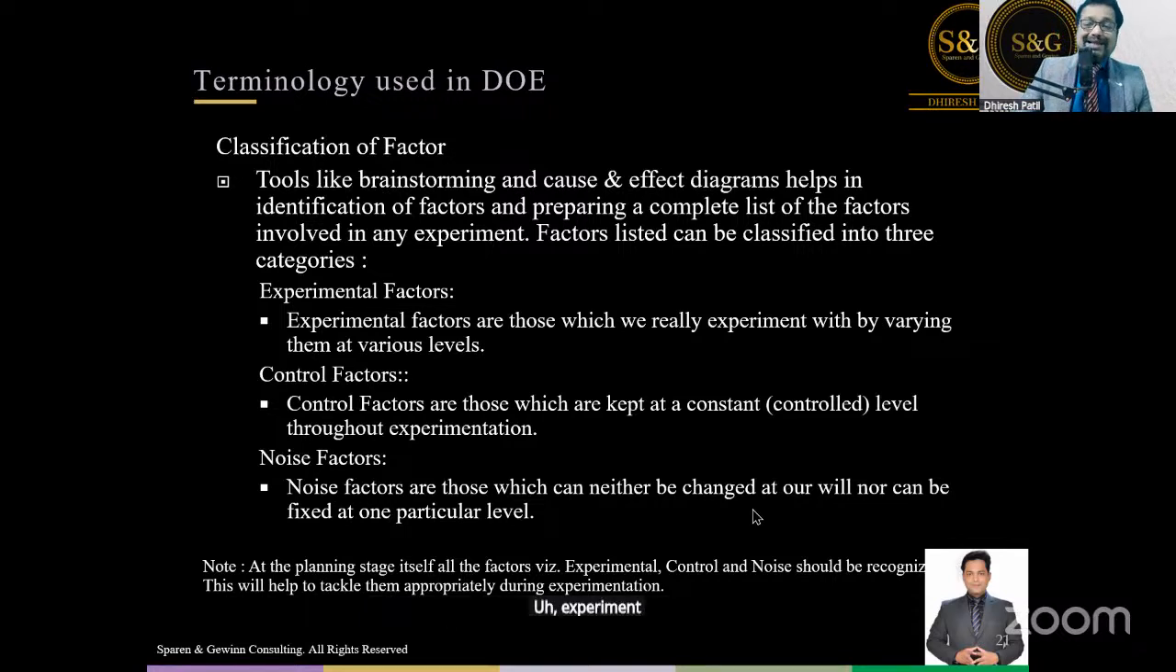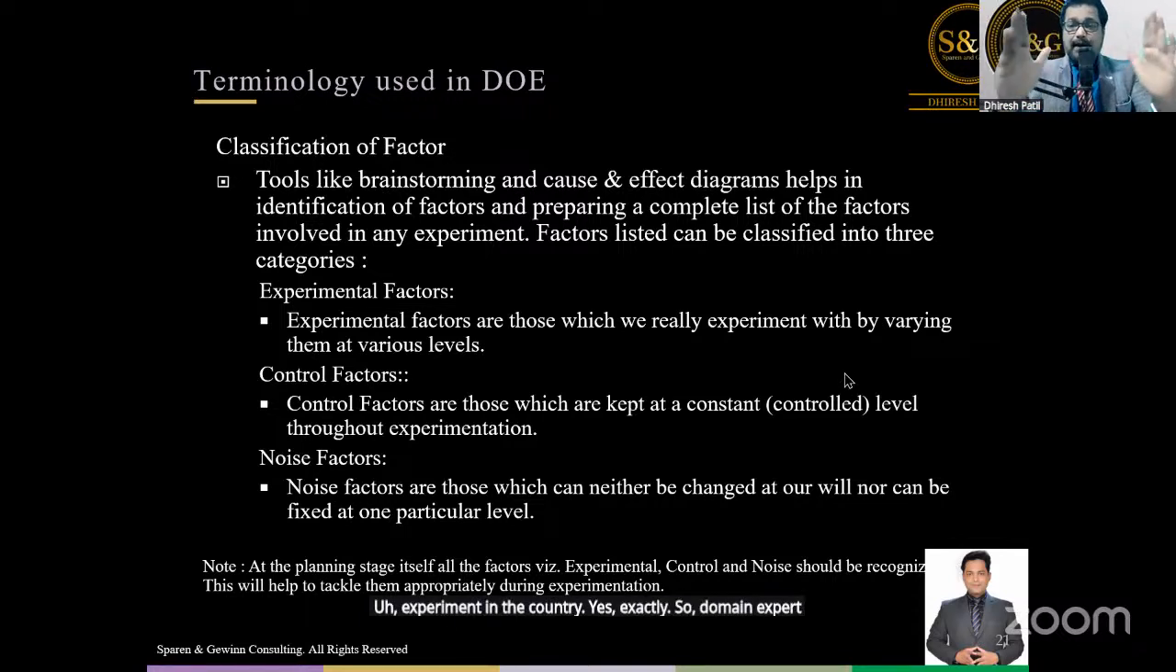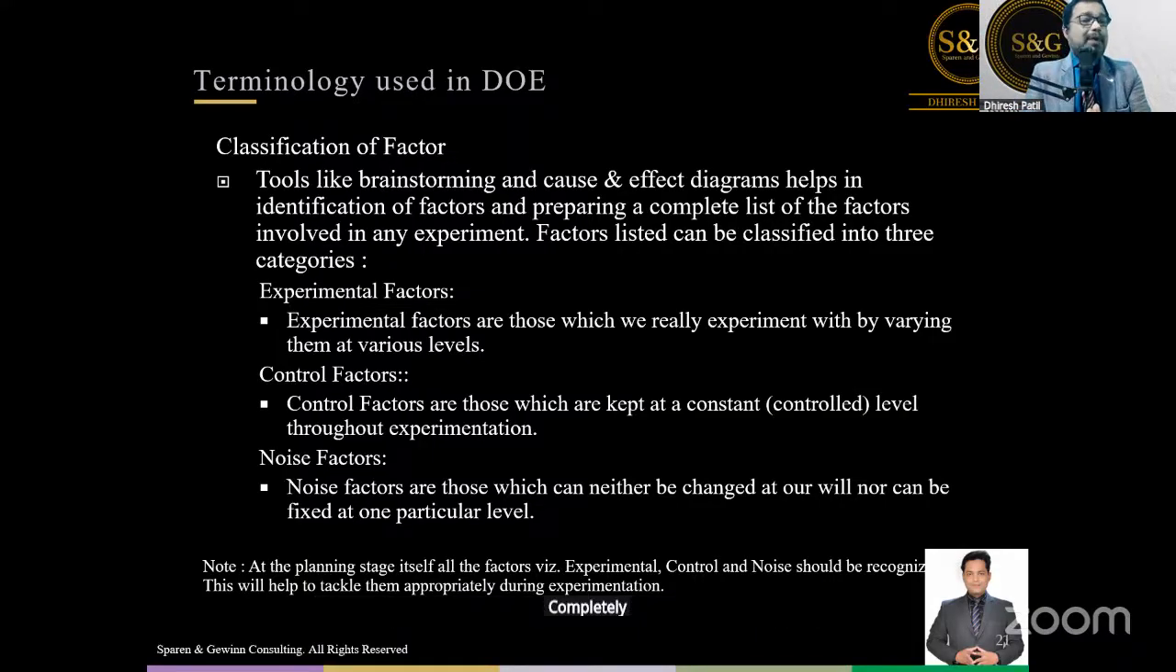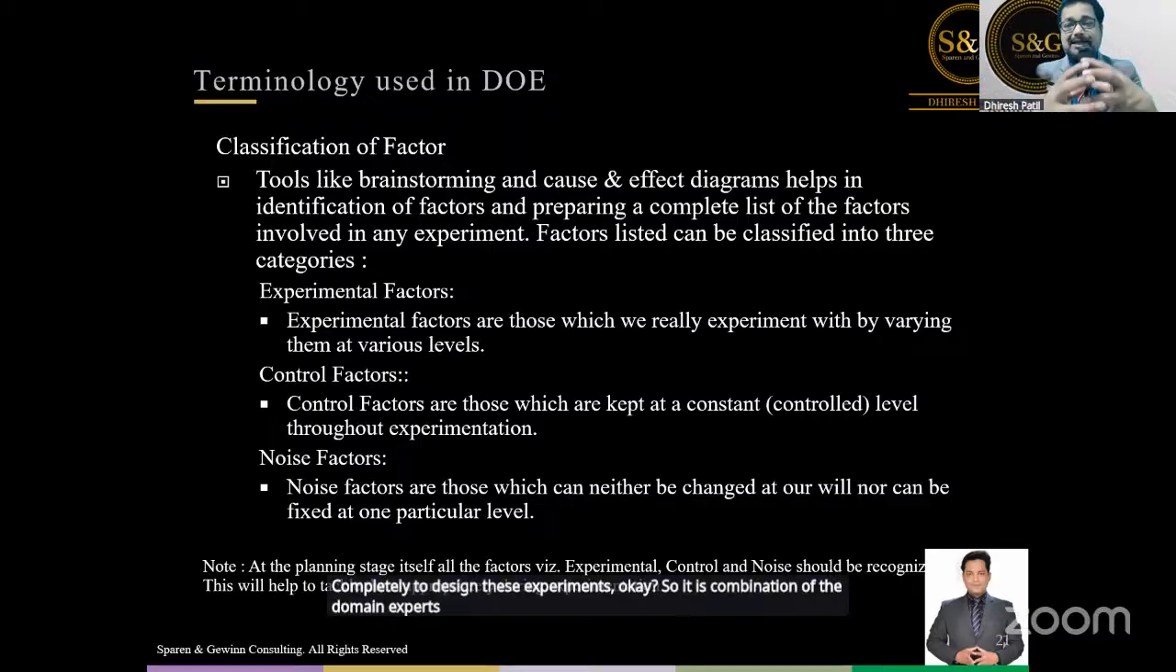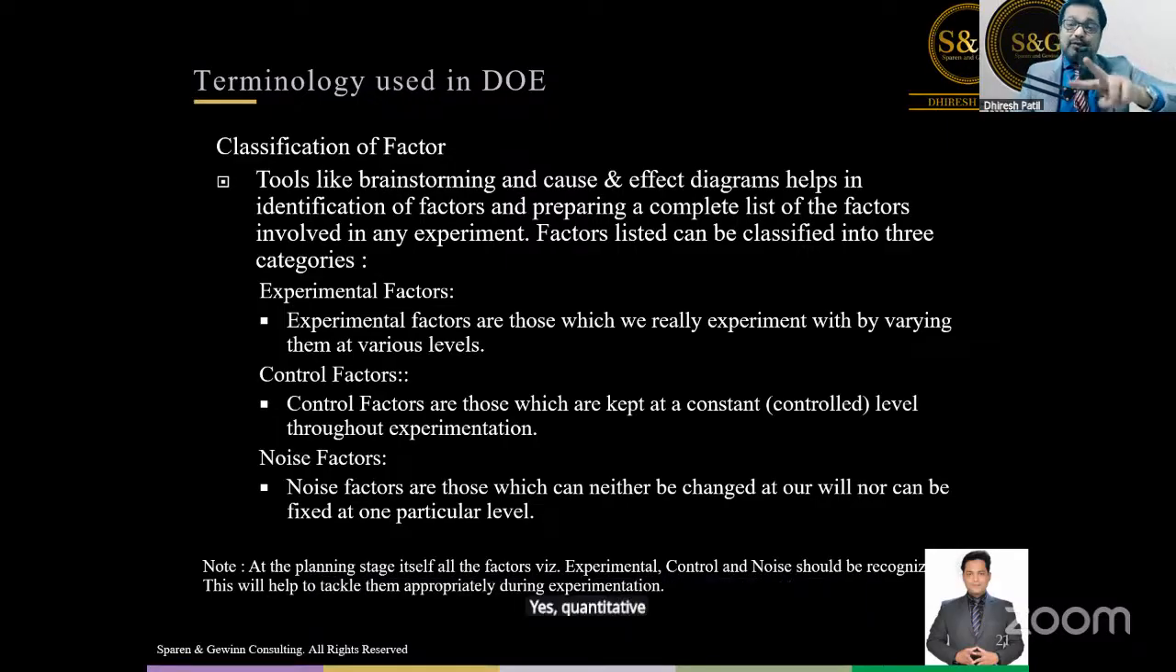Experiment and the control, yes, exactly. So domain expertise is required completely to design these experiments. It is a combination of the domain experts as well as Lean Six Sigma experts. They design this entire experiment together. Yes, quantitative, qualitative, both we can take. Like I have mentioned the brand of the tea. It is a qualitative factor, right? The brand of tea, which is Taj Mahal tea as well as the society tea.